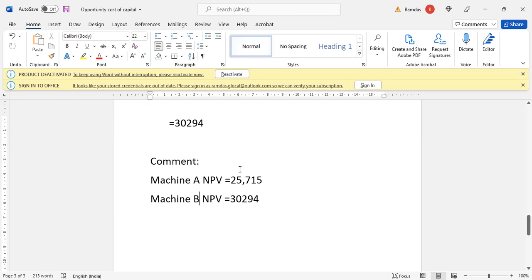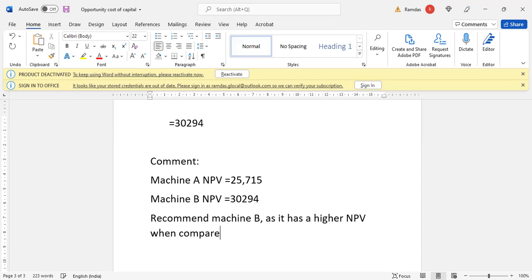So a positive NPV is always acceptable. But when you're comparing two different machines, we always suggest or recommend machine B as it has a higher NPV when compared to machine A. That would be the conclusion you're going to get. Okay, so your comments would be given on comparison of A and B. Compare the NPVs; as they are positive, a higher NPV is always accepted.